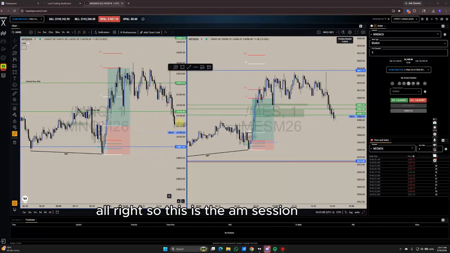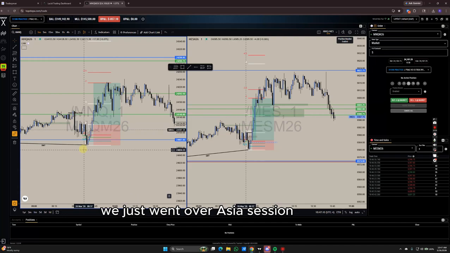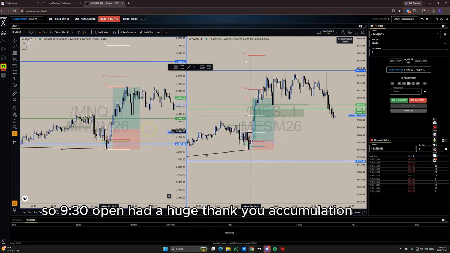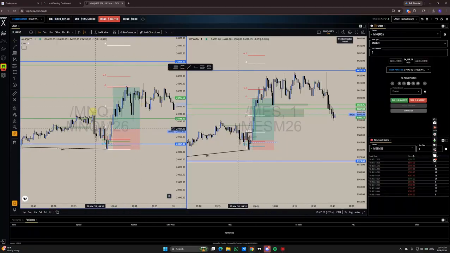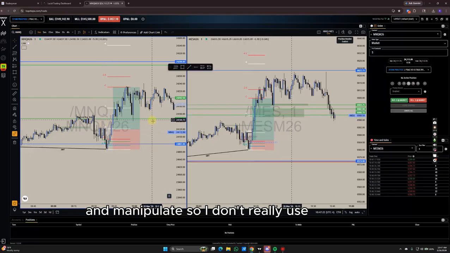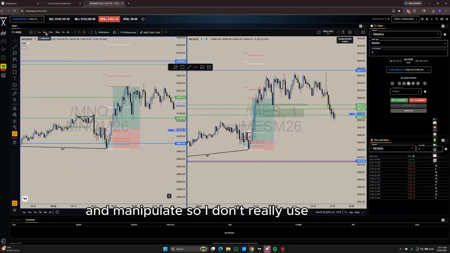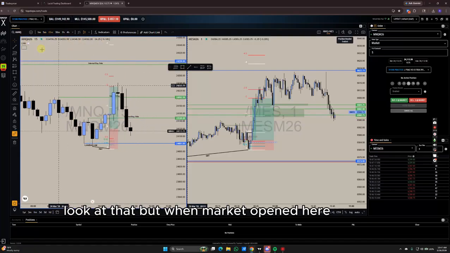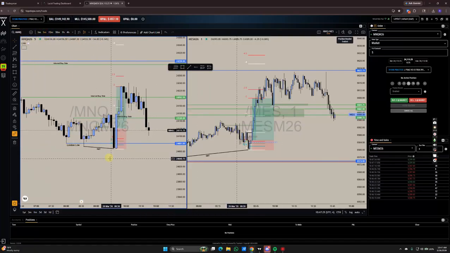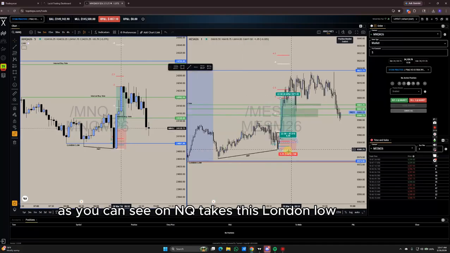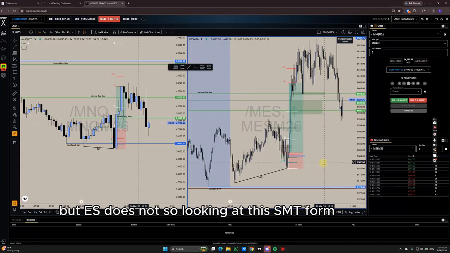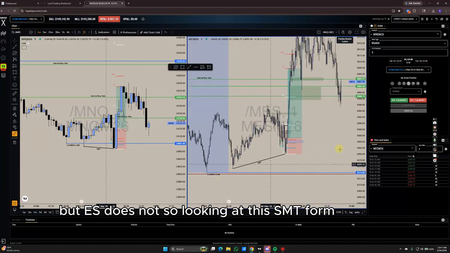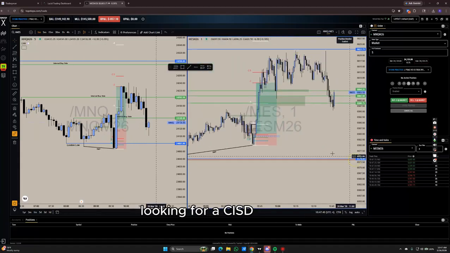All right, so this is the AM session. We just went over the Asia session, and this is the New York session. So 9:30 open, had a huge thing here, accumulation, distribution, and then basically accumulate, distribute, and manipulate. So I don't really look at that, but when the market opened here, I see SMT did form, basically like Asia. It sweeps this London low, as you can see on NQ, takes this London low, but ES does not. So looking at this SMT form, looking for a CISD.